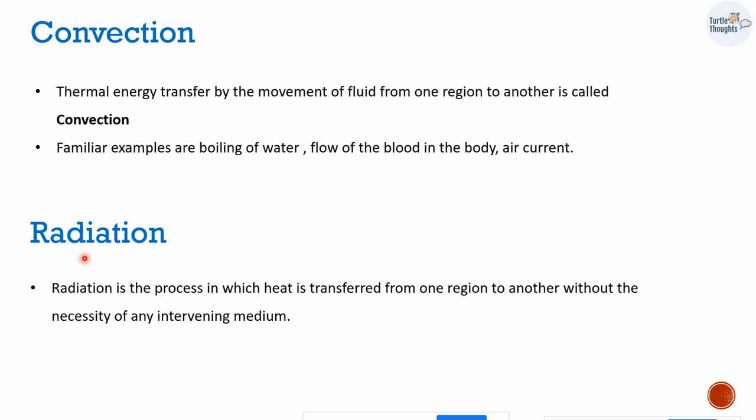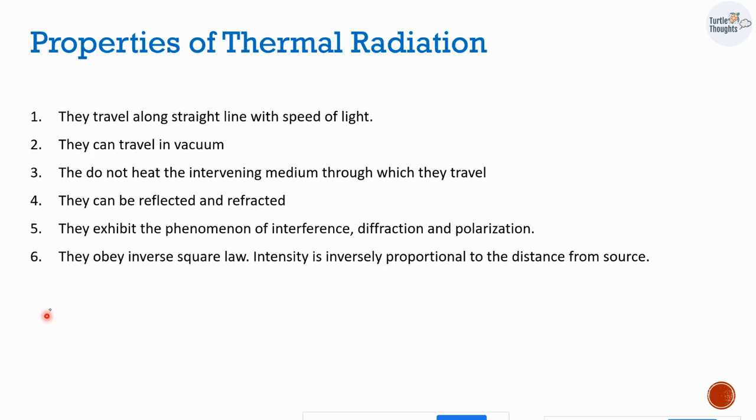Next, we have radiation. Radiation is the process in which heat is transferred from one region to another without the necessity of any intervening medium. We need not have any medium, still the heat is going to transfer in case of radiation. Next, we have properties of thermal radiation. We have six properties. They travel along a straight line with the speed of light. They can always travel without a medium, meaning that they can travel in vacuum as well.